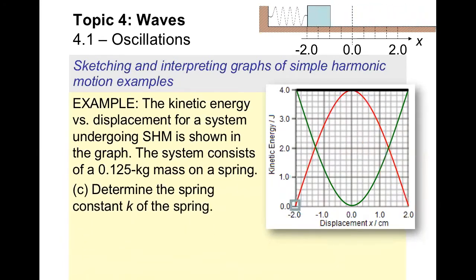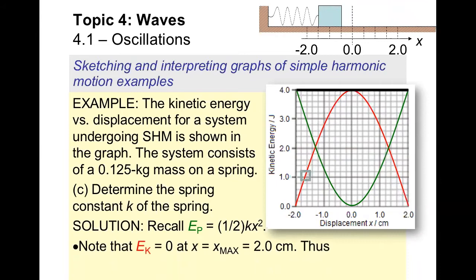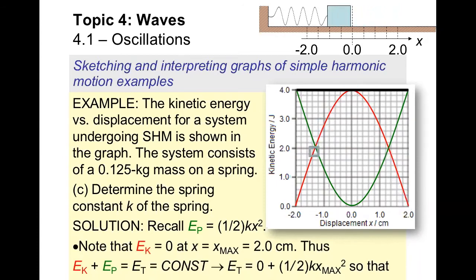Determine the spring constant of the spring. We know that there is a formula: potential energy is equal to 1/2 kx squared. We're given the maximum potential energy and we already have the mass, but we don't know the k. What is the x now? The x is the amplitude, which is 2 centimeters. Thus, we will have 1/2 kx squared. So 4 is equal to 1/2 times k times 0.020 squared. So the answer is 20,000 newtons per meter.